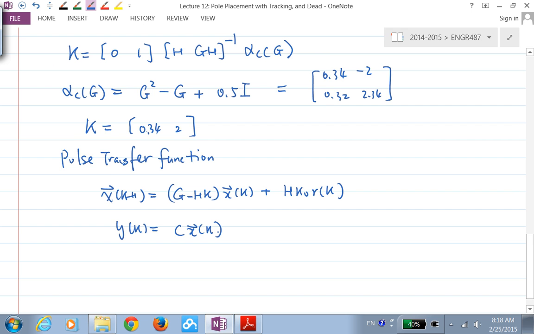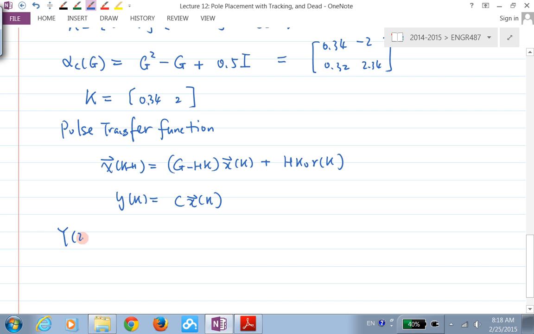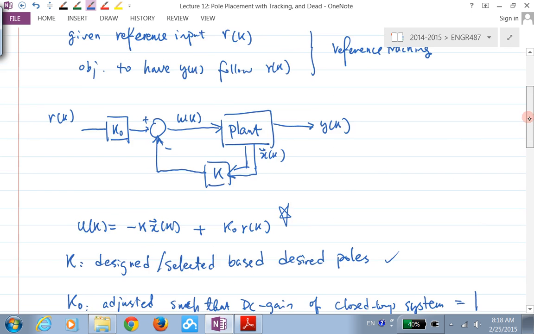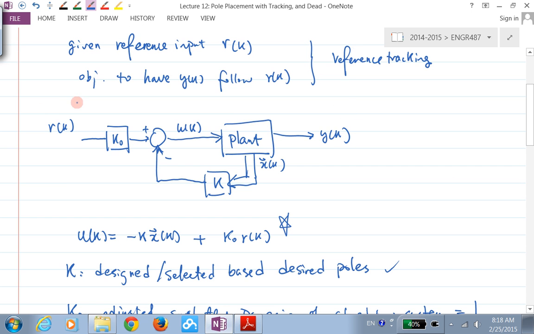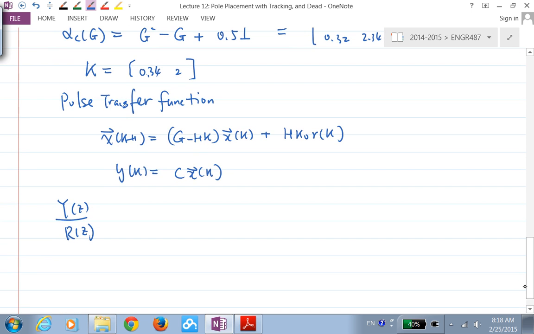So pulse transfer function means what I want to obtain is y of z over r of z. This is the closed loop pulse transfer function. It's pretty simple. You can take the z transform of both sides of this equation, and of this equation, then you can get rid of x of z and find the ratio between y of z and r of z.